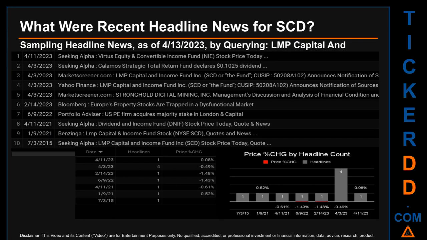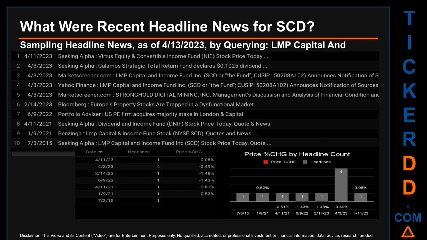Monday, April 3, 2023 had the most headlines. It had 4 discovered headlines when Seeking Alpha published the headline that read, Calamos Strategic Total Return Fund declares $0.1025 dividend. MarketScreener.com published the headline that read, LMP Capital and Income Fund, SCD or the fund, CUSIP 50208A102, announces notification of sources of distributions.